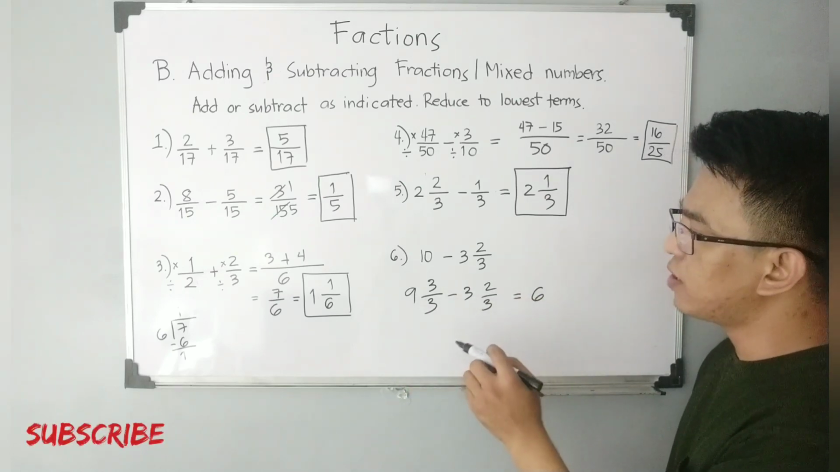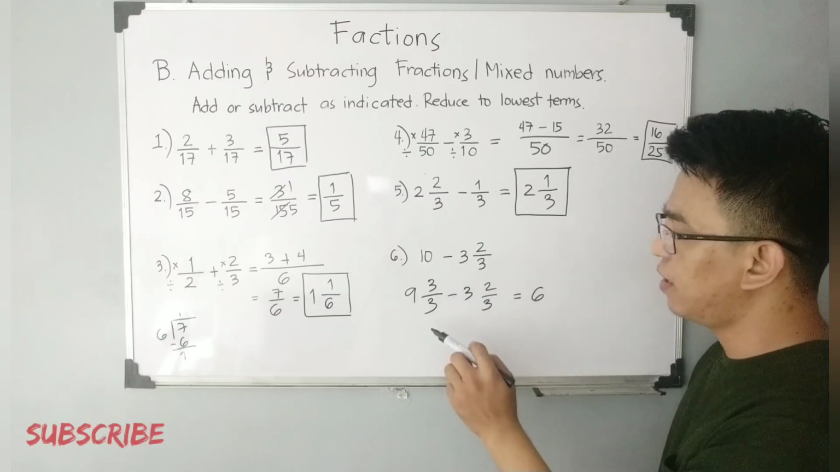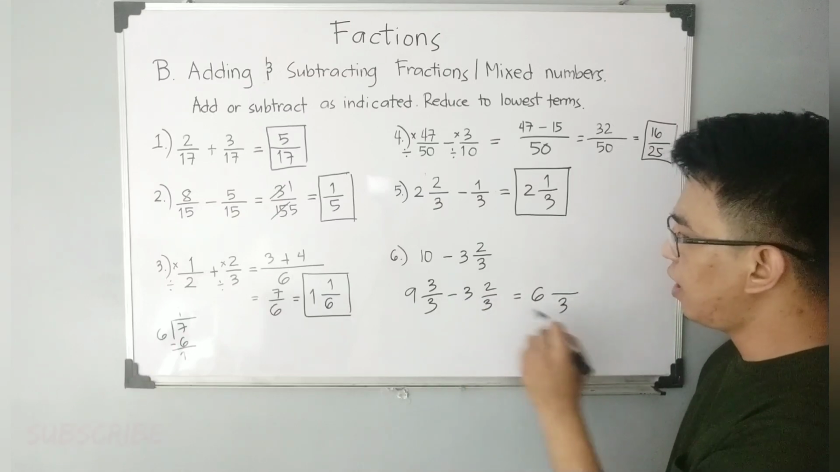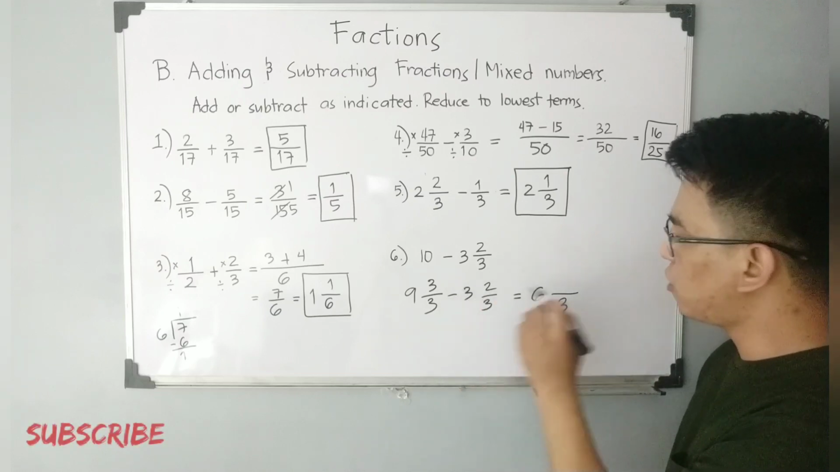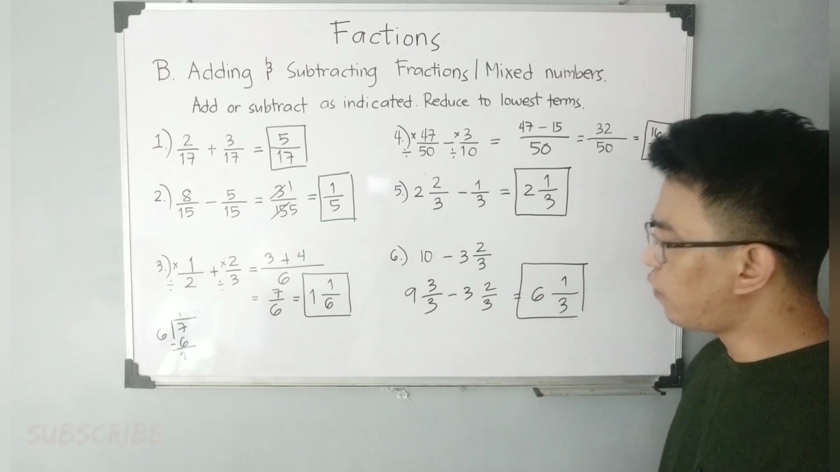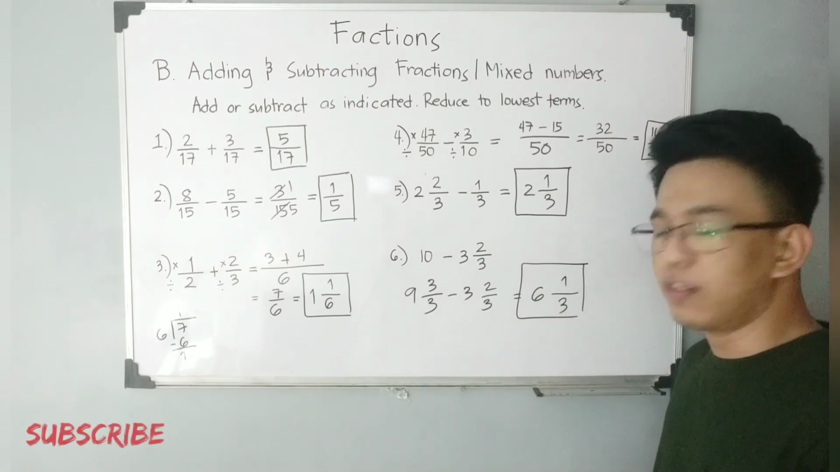And for your fractions, you have 3 over 3 and 2 over 3. Since parehas naman sila, you have 3. Subtract your numerators, 3 minus 2. It will give you 1. And the correct answer for number 6 is equivalent to 6 and 1/3.